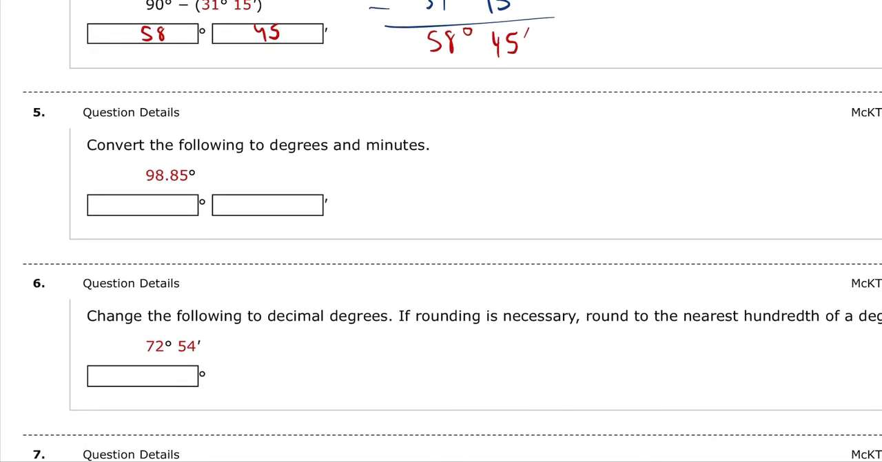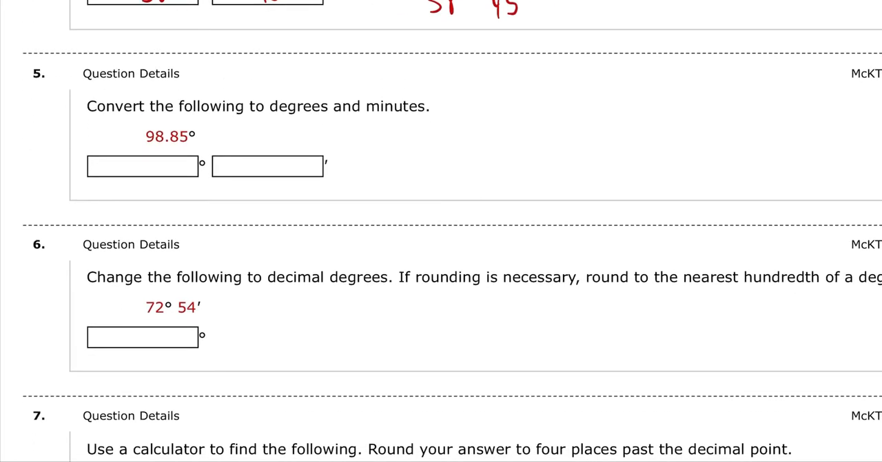All right, in order to convert from decimal degrees to degrees and minutes, remember what we do here. We take the decimal portion and multiply that by 60 because we want to know how many minutes is represented by 0.85 of 60. So you take 0.85 and multiply that by 60 minutes, always 60, and that will give us 51 minutes. So 0.85 of a degree is represented by 51 minutes. All right, so now we know that this is going to be 98 degrees and 51 minutes.